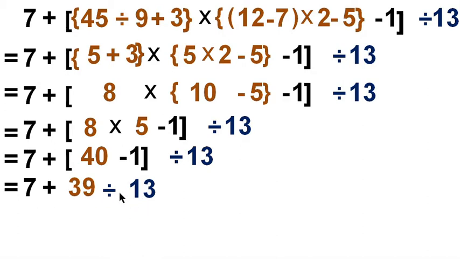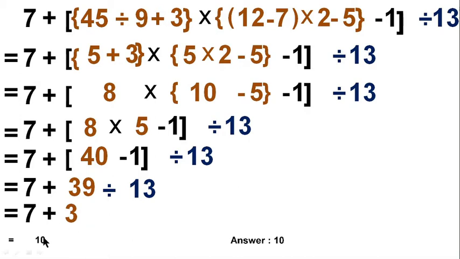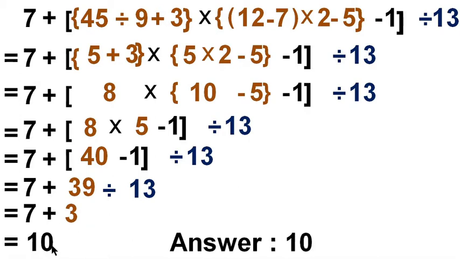And in this line there are two operations, addition and division, but we must divide here at first. If we divide 39 by 13, we get 3. 3 13s are 39. 3 is the quotient. Now we add 7 and 3. We get 10 as the answer.